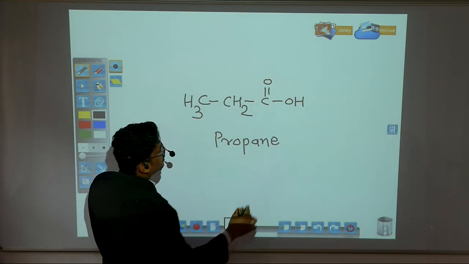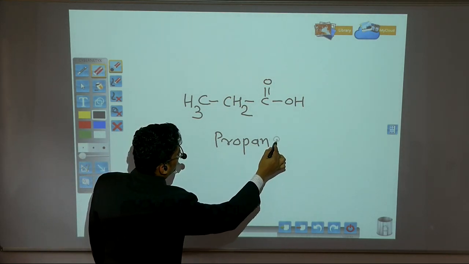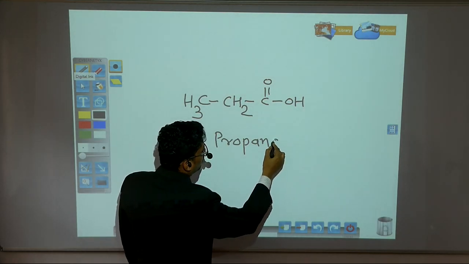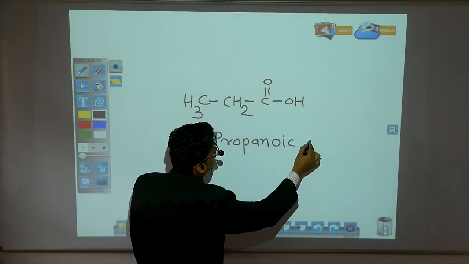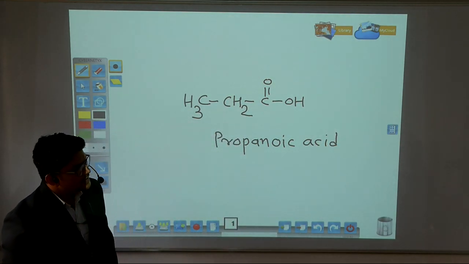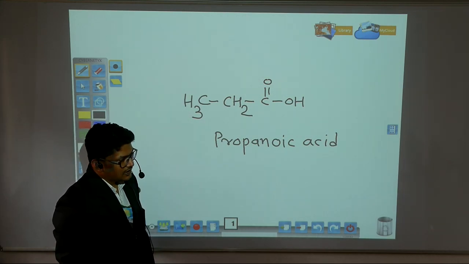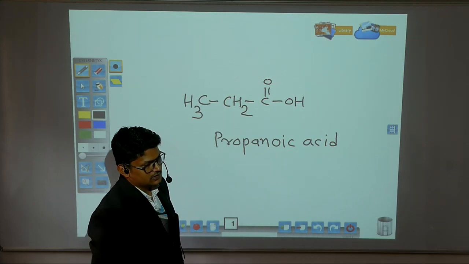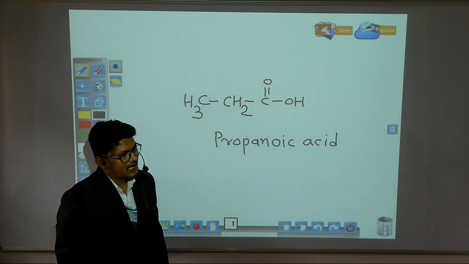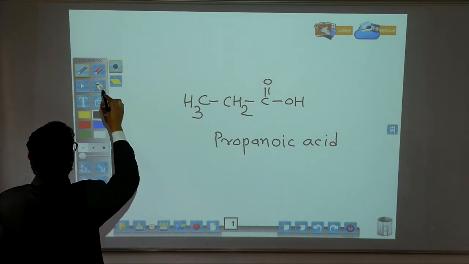Now as per the rule, we have to remove the E from the parent name of the alkane and we have to add OIC followed by acid. So the IUPAC name of this 3 carbon acid will be propanoic acid. Now if there are any substituents present on a parent acid, then we have to add its name before the name of the acid. So here we will see one example.